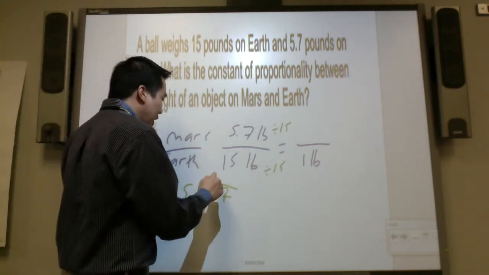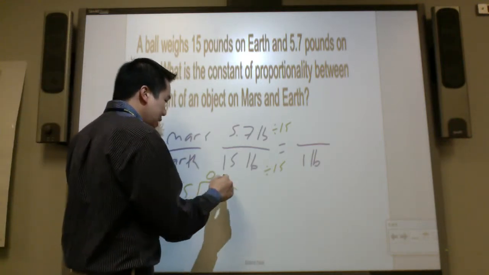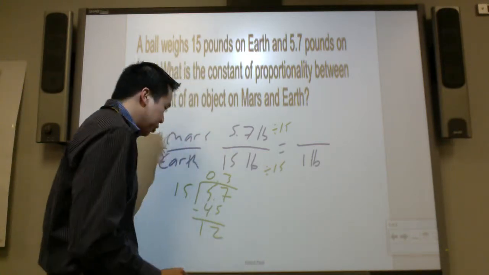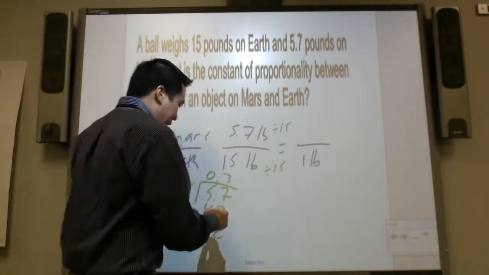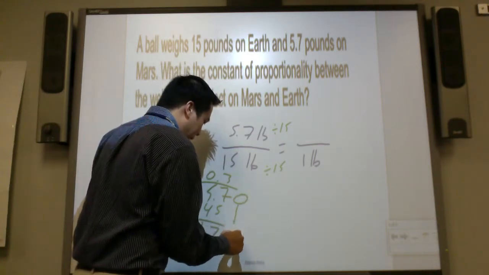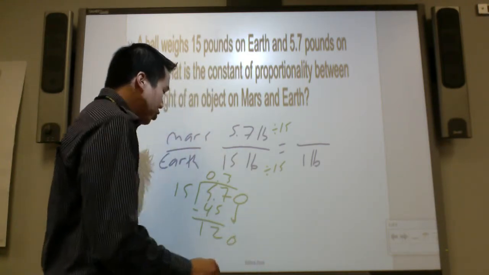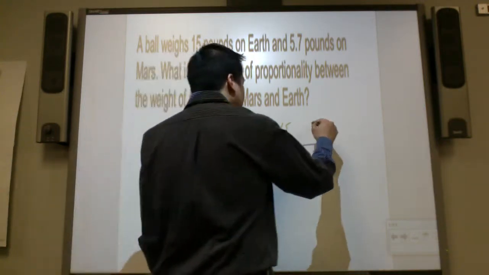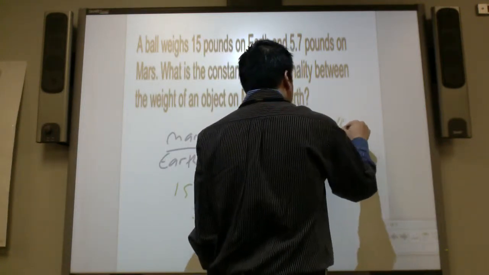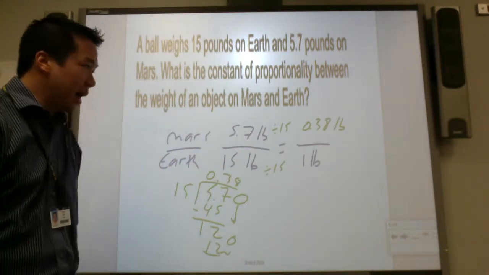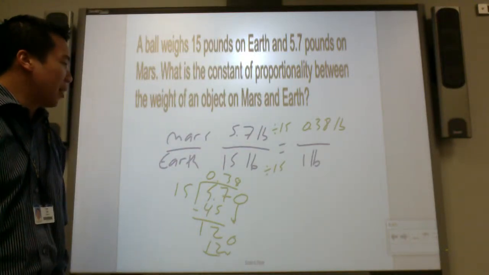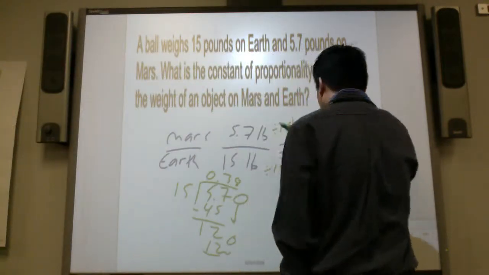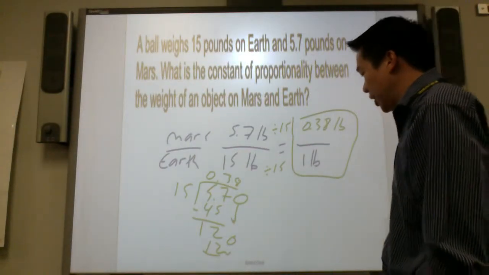Can 15 go in 5? No. Can 15 go in 57? 3 times. That is a remainder of 12. I need to get rid of this remainder, add a 0, bring it down. How many 15s go in 120? 8 times. So there are 0.38 pounds on Mars for every 1 pound on Earth. That is the relationship here. So that's the constant of proportionality.